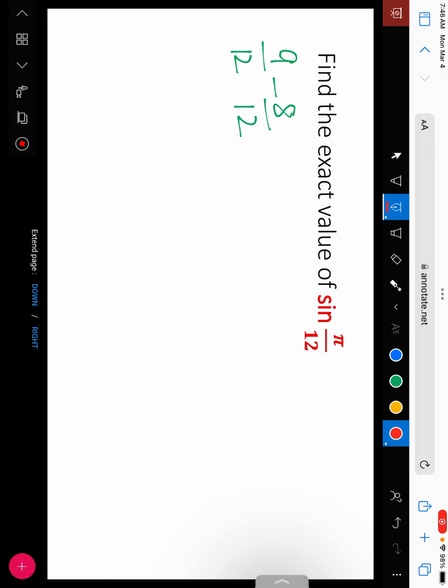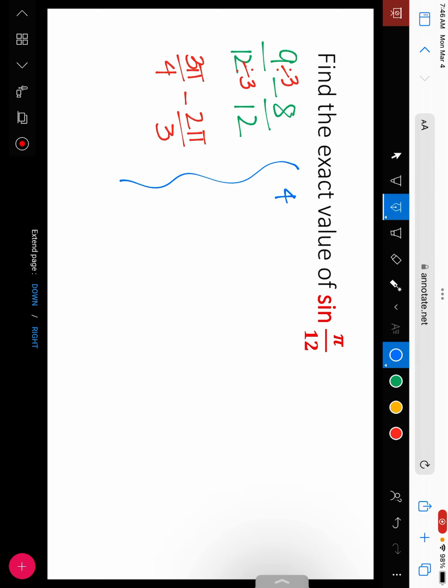Which would reduce down to 3 pi over 4 minus 2 pi over 3. So somebody's using that. And then I saw someone else doing 4 minus 3, which would be pi over 3 minus pi over 4.